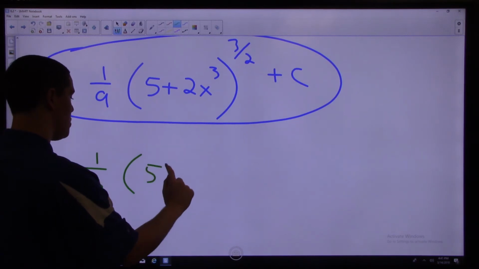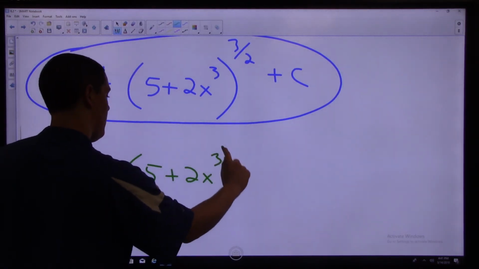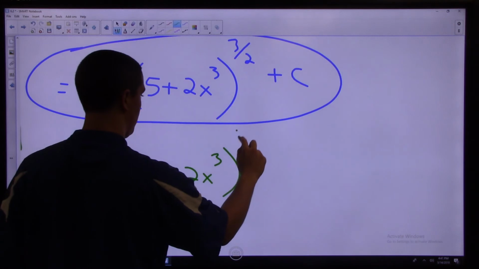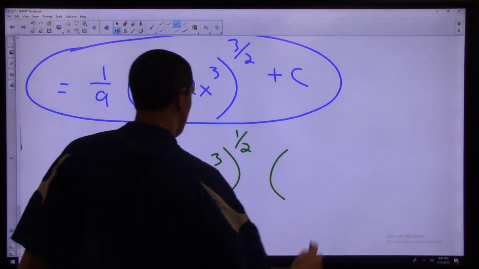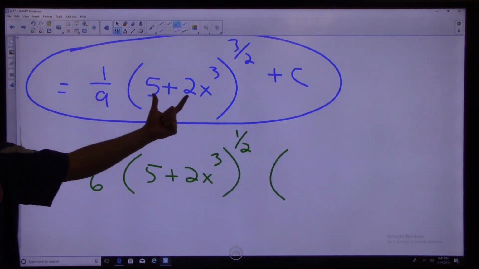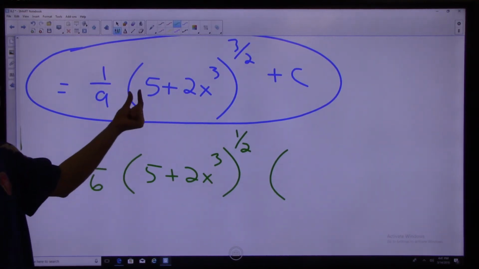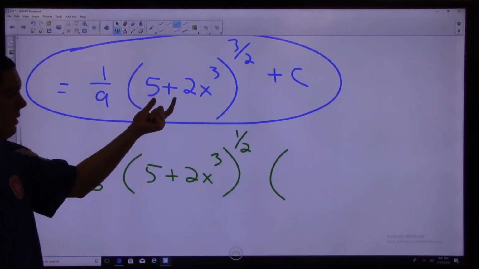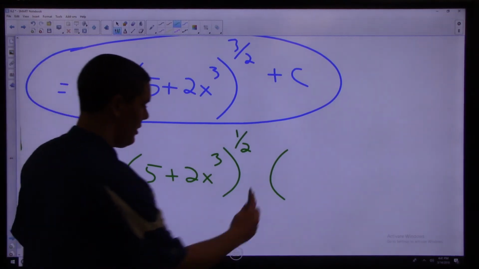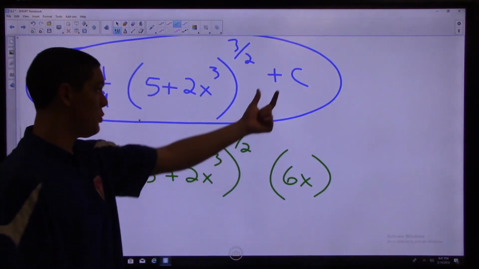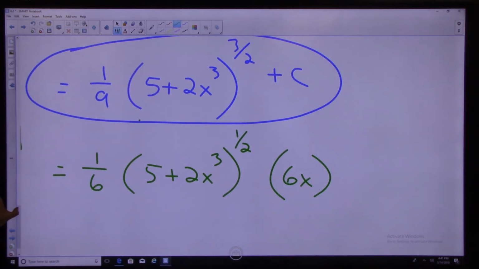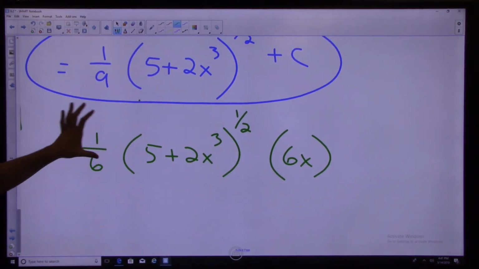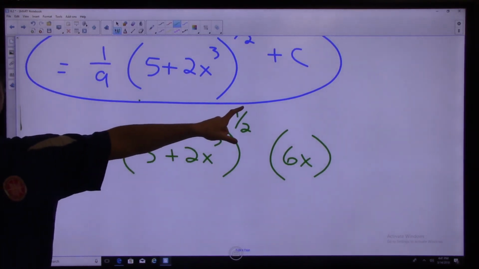Then we leave the inside function alone right away. We subtract 1 from that exponent, so it's going to be the 1/2 power. 3/2 minus 2/2 is 1/2. And then we need to multiply by the derivative of the inside function. So what is the derivative of 2x cubed? Well, plus 5, but the derivative of a constant is 0. So what's the derivative of 2x cubed? The answer is 6x. And what's the derivative of this constant? Yeah, you guessed it, 0. So guys, look what we got. This is pretty simple. You don't distribute this, because again, we have it to the 1/2 power.